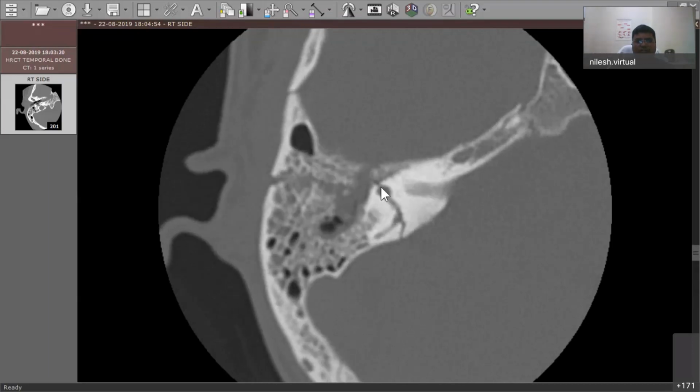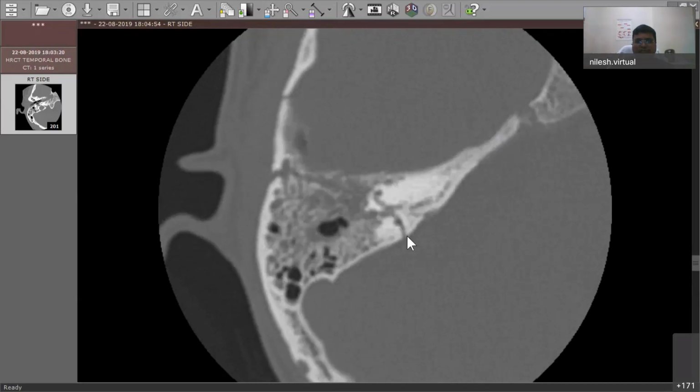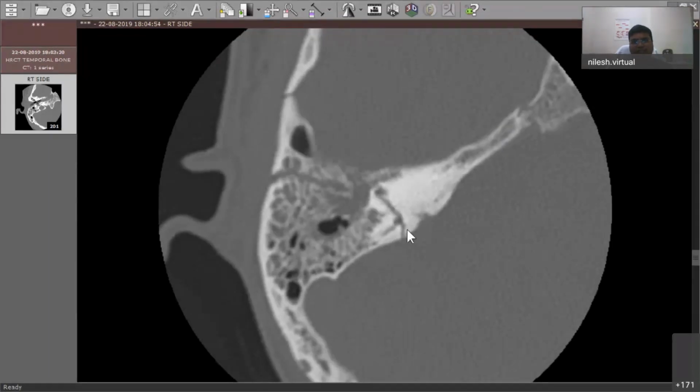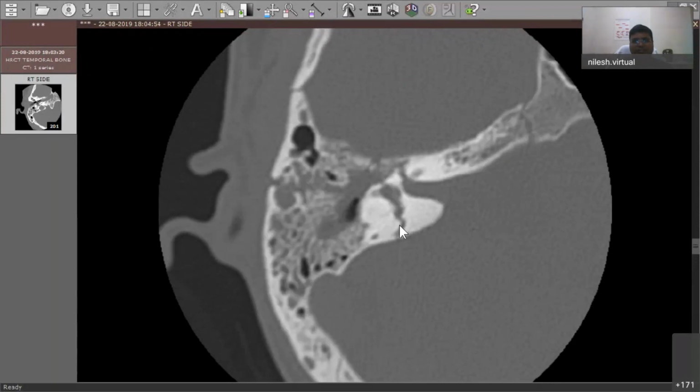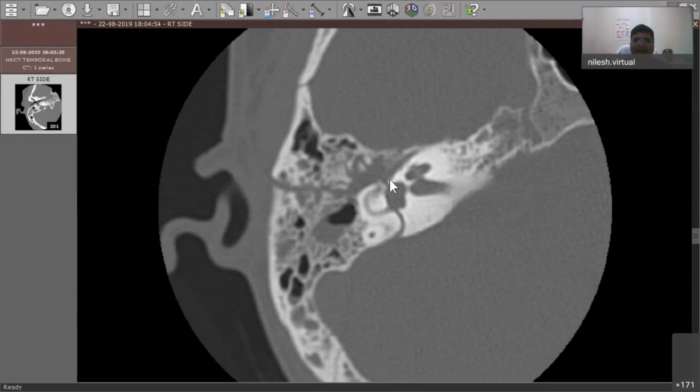See, and what is happening? There is a transverse fracture which has involved the superior semicircular canal, the vestibule, the posterior semicircular canal, and vestibule also.